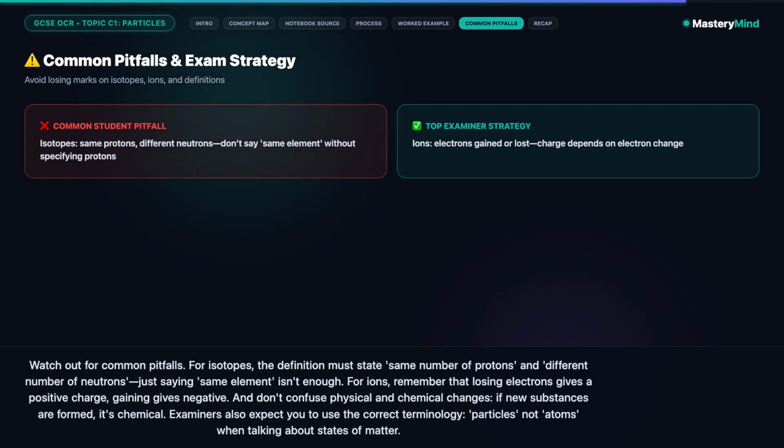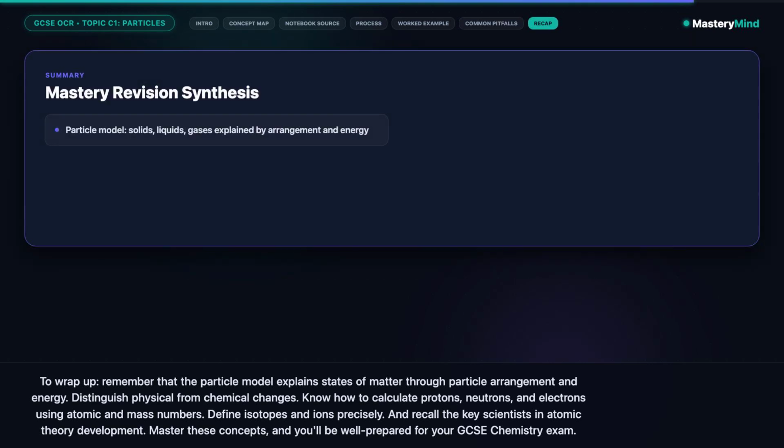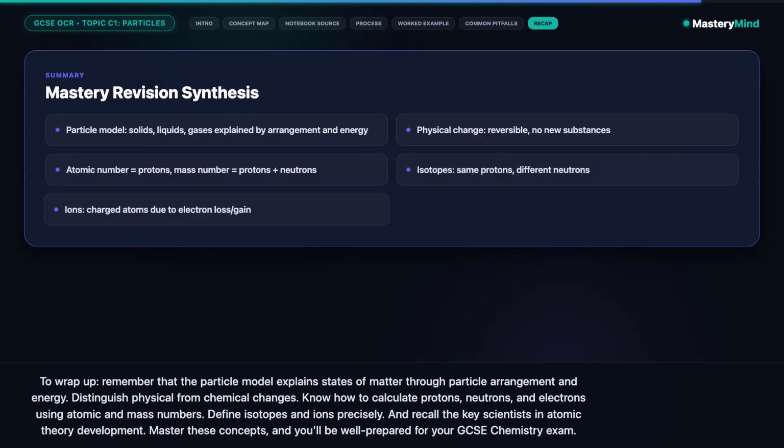To wrap up, remember that the particle model explains states of matter through particle arrangement and energy. Distinguish physical from chemical changes. Know how to calculate protons, neutrons, and electrons using atomic and mass numbers. Define isotopes and ions precisely. And recall the key scientists in atomic theory development. Master these concepts, and you'll be well prepared for your GCSE Chemistry exam.